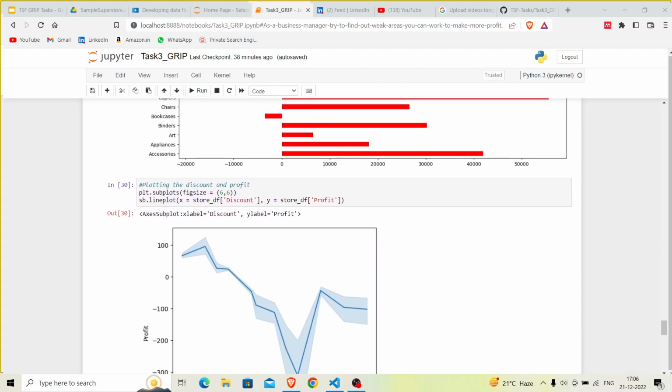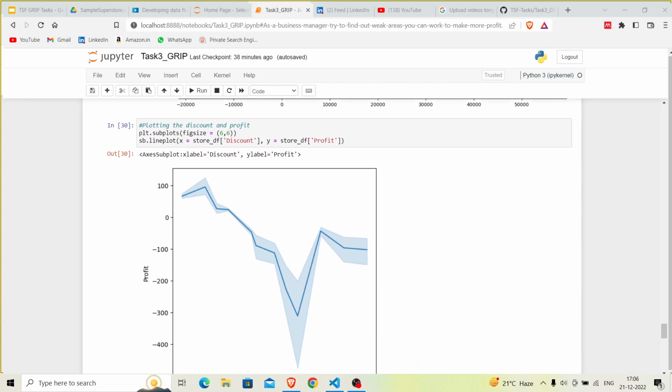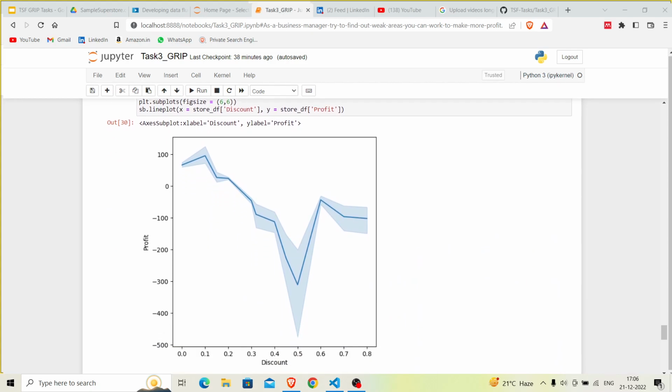And after that, I have created a line plot using the Seaborn library for discount and the profit. Here what I saw was, as the discount is between 10 to 20%, the profit generated is quite good. But as the discount moves towards 30, 40, 50%, the profit takes a huge decline. It starts to get negative, like it starts to convert into heavy loss.